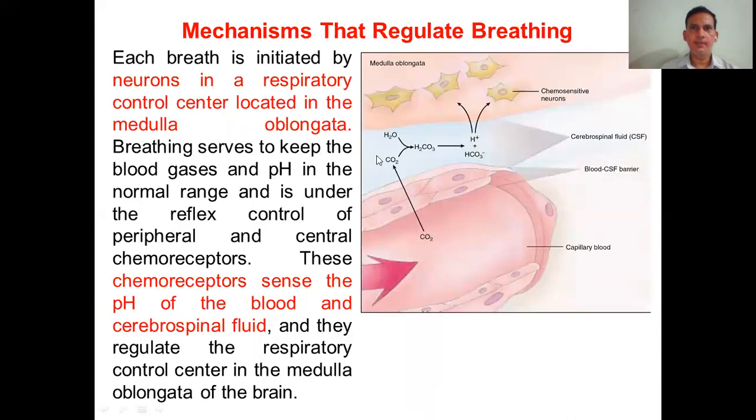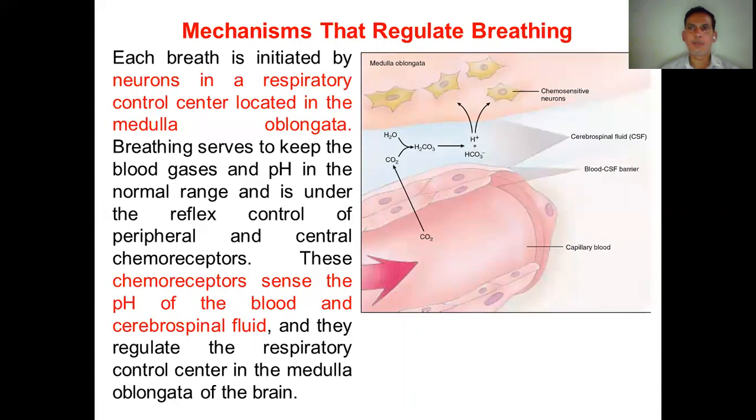So, mechanisms that regulate breathing. Usually the mechanism of breathing is controlled by the medulla oblongata. In the medulla oblongata, we have neurons which are the respiratory control centers. These are chemosensitive neurons.